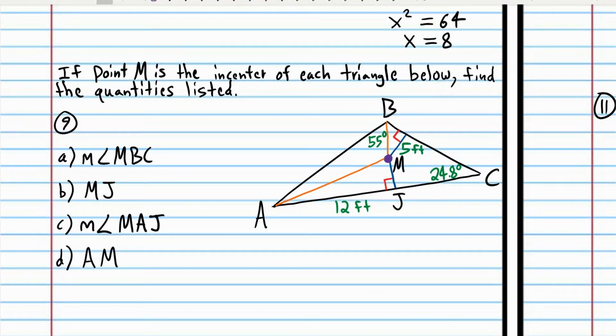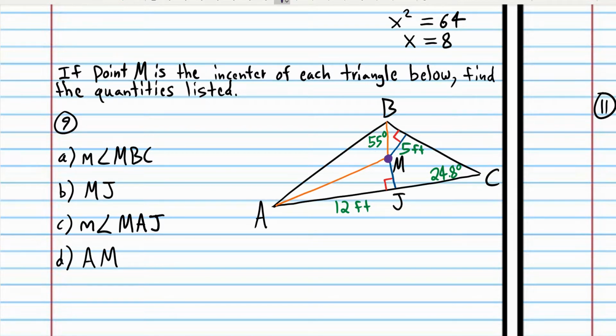So we're told point M is the incenter. That's where all the angle bisectors meet. So point M is the incenter of each triangle, and it wants us to find the quantities listed. So same type of problem, except we're dealing with angle bisectors now. Because this segment extends from the vertex to the incenter, we know that it must be an angle bisector. So this angle must be equal to this angle. Same thing with the other segment. It extends from a vertex to the incenter, so this angle must be equal to this angle. And I think that's what they're looking for.